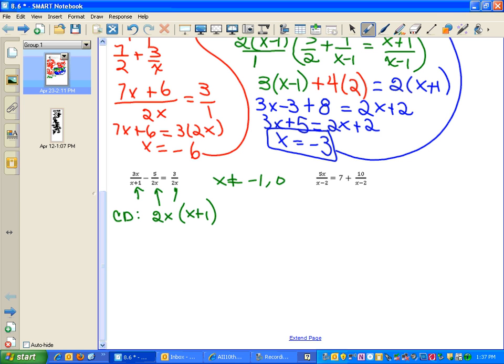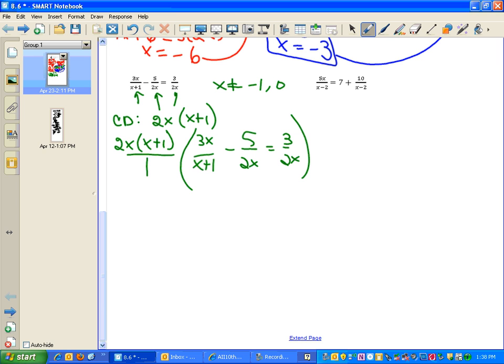Do I need to do 2x times 2x, or can I just do 2x once? Because it doesn't appear twice in one denominator, right? It does not appear twice in one denominator, so I just have to use it one time. So I'm going to take 2x times x plus 1. I'm going to put it over 1. And then I'm going to multiply that by 3x over x plus 1 minus, we're going to have to worry about that negative sign. Okay? 5 over 2x equals 3 over 2x.